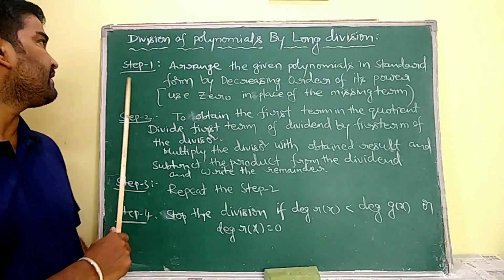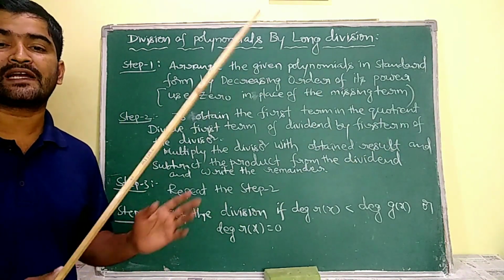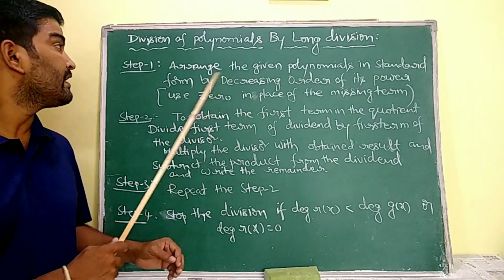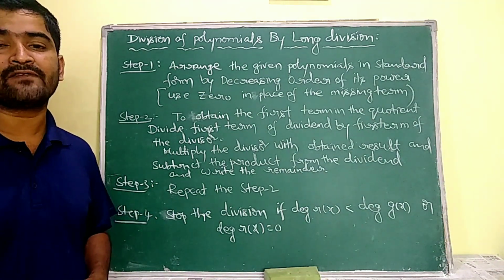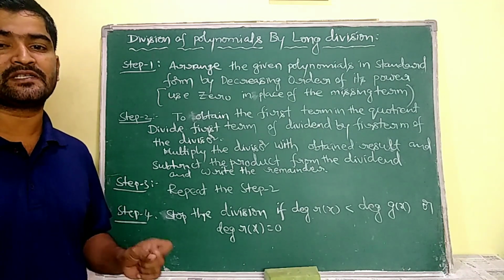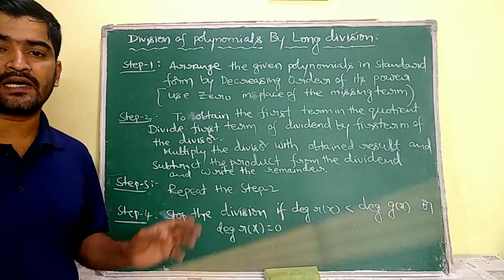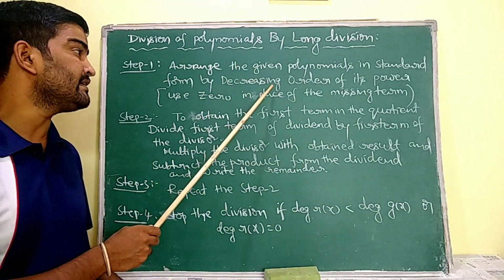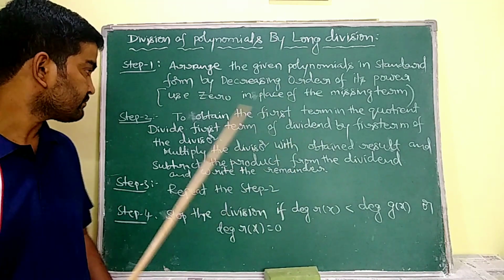Okay, for that, first step, firstly we have to arrange the given polynomials in a standard form. Standard form in the sense, what is the standard form of a cubic polynomial? Ax cube plus bx square plus cx plus d, like that. We have to arrange the given polynomials in a standard form by decreasing order of its power.